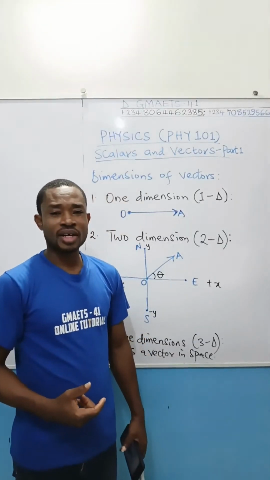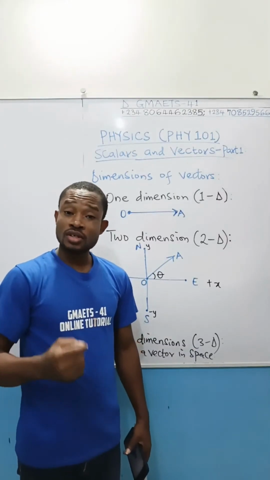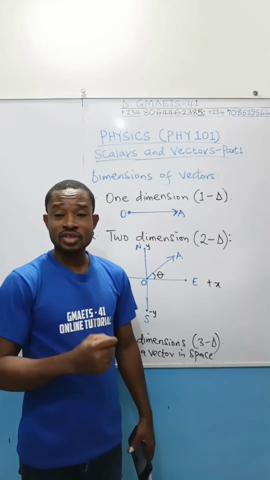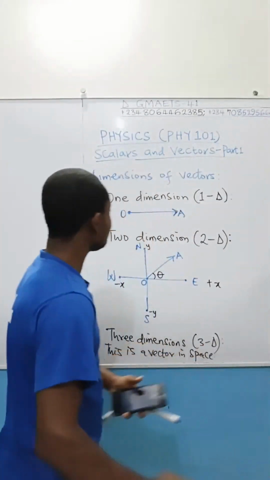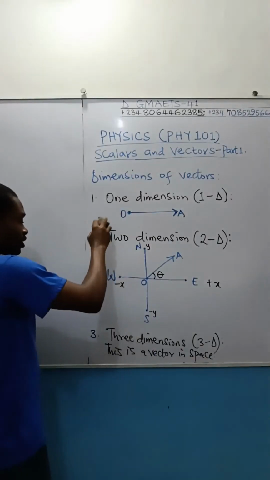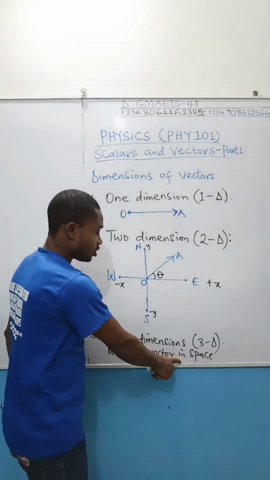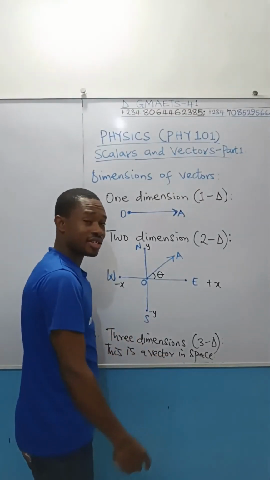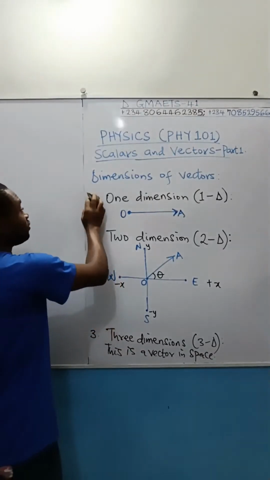Are you following, right? We can also use the concept of SOHCAHTOA. These are things you're meant to know, but don't worry, we are going to take them one after the other. So having stated vectors in the dimensions of vectors, remember I told you in 3 dimensions, we use x, y, and z axis to locate or define such vectors.